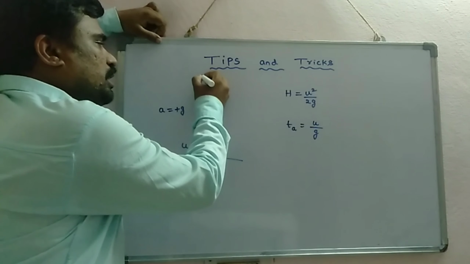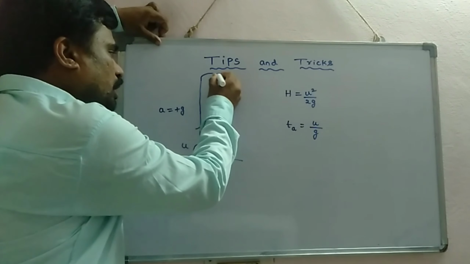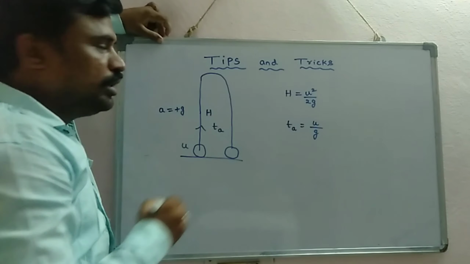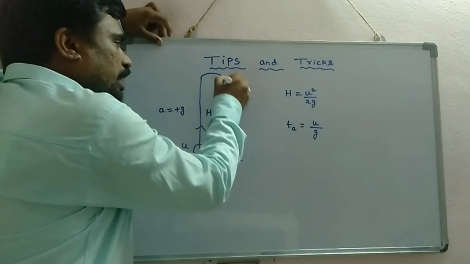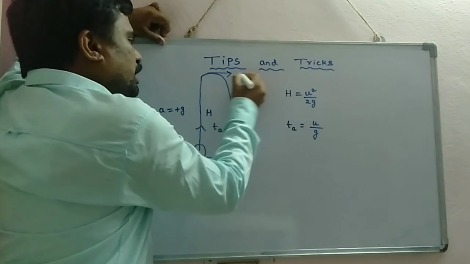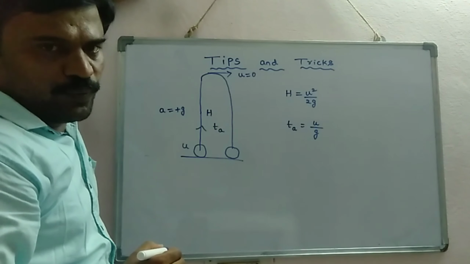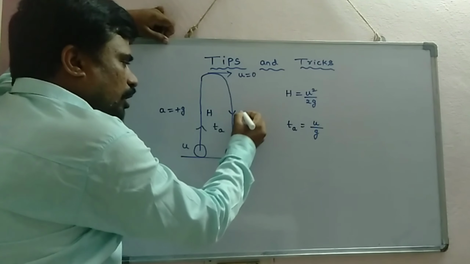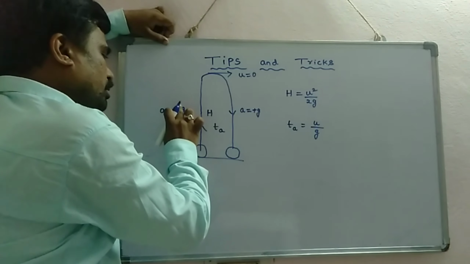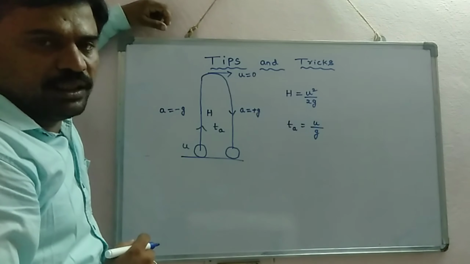After reaching the maximum height, what will happen to the body? Again it will fall down, and it is going to reach the earth surface. So while it is coming down, it will be acting as a freely falling body. At the maximum height, we should think that its initial velocity is 0, and while it is coming down, acceleration we should take as plus g, and while it is moving up, acceleration we should take as minus g.